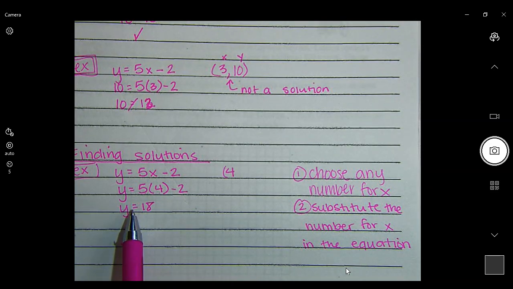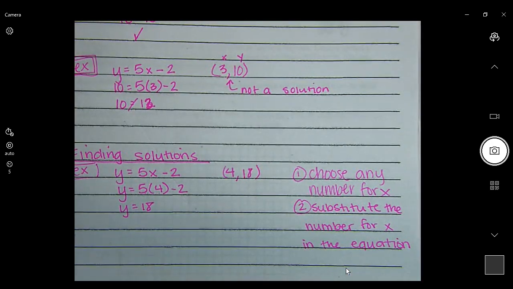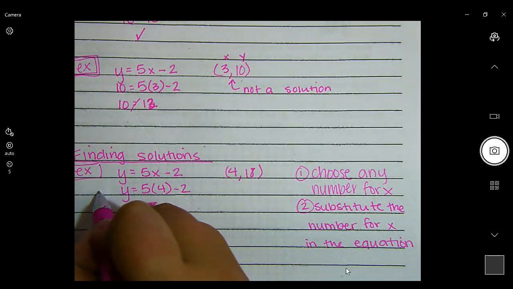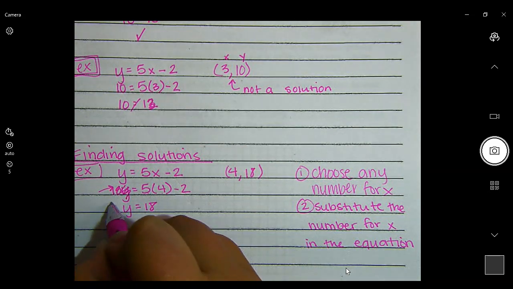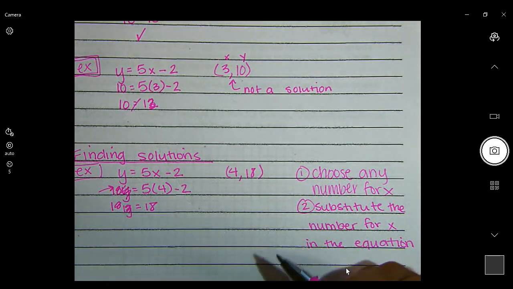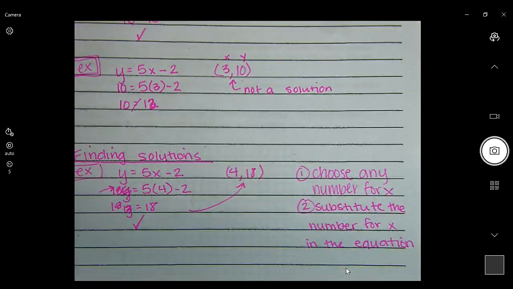So now I have y equals 18, which literally means that the y value is 18. Now, if I were to plug that 18 in for y over here, I would have 18 equals this, and 18 equals 18. That's a true statement, which means that I have a correct solution.